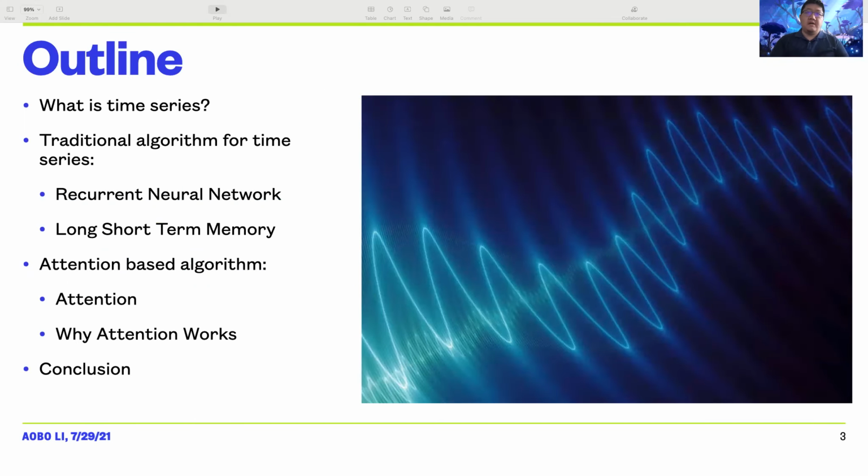Okay, so this is the outline for the lecture today. We are going to talk about what is time series, some of the traditional algorithms for time series, and also some attention-based algorithms for time series.